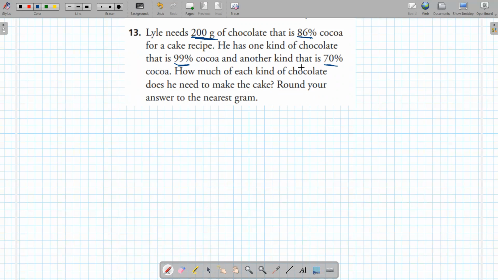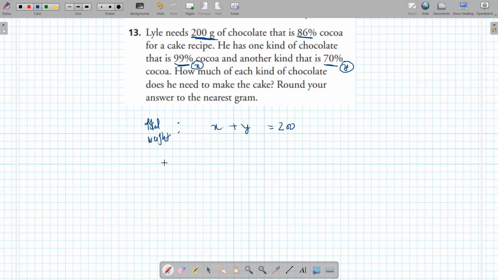There's going to be 2 equations. The first one has to do with the total weight. This one, I'll give this to you. X is 99%, Y is 70%. What's the first equation? He needs the total weight to be 200 grams. X plus Y. Yeah, X plus Y.